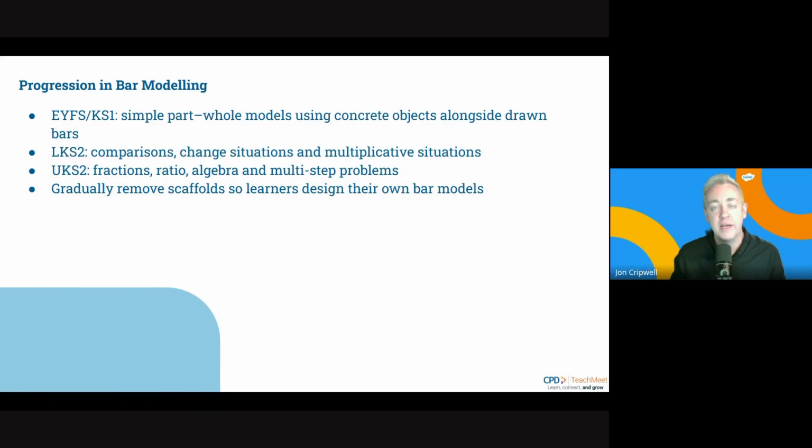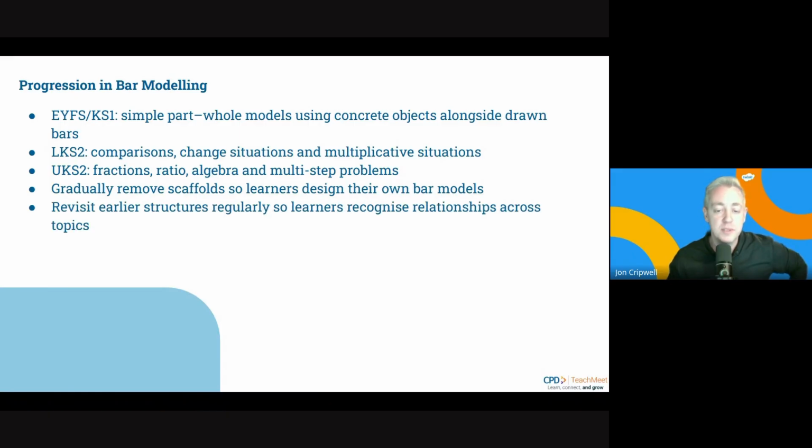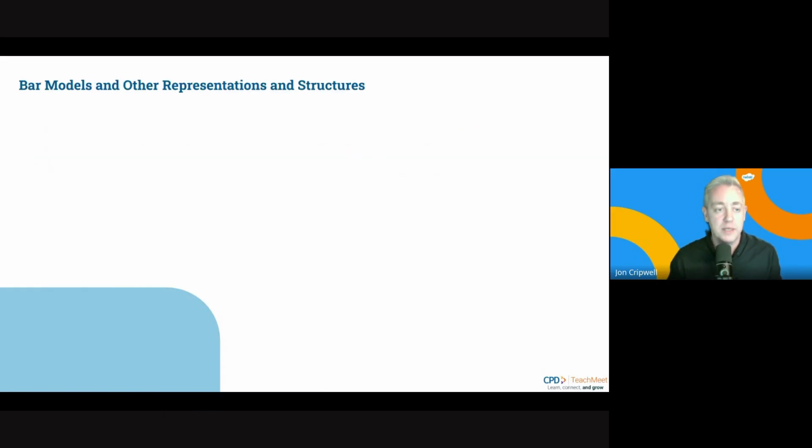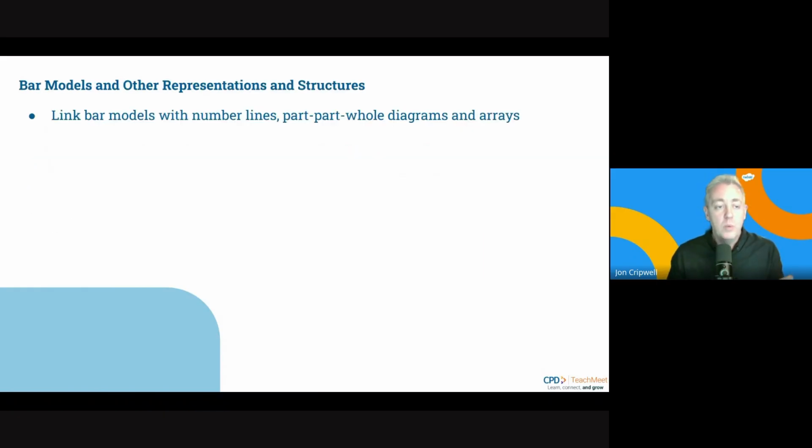So the goal here really is for them to have a bank of internalized bar model structures so that they can design their own bar models and call upon them when they need them in order to help them solve problems, or at least find a way to solve problems. It's also really important to regularly revisit earlier structures so that learners can recognize relationships across topics as well. We know that bar models link really nicely with number lines, with part-whole diagrams, and with arrays as well.